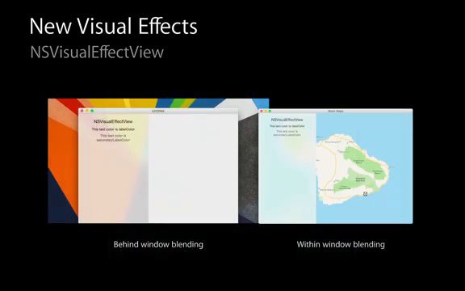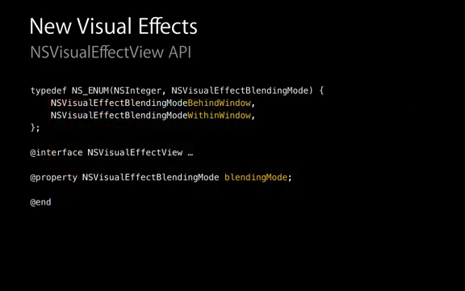Now this is an important difference to note because we have two concepts here. We have behind window blending, where whatever's behind the view and behind the window is blended with what you see. And we have in-window blending. So there are two different modes for this, and that's reflected in the API for NSVisualEffectView. There's an enum, NSVisualEffectBlendingMode, and it has two options, blending mode behind window and blending mode within window, and then a property to set it.